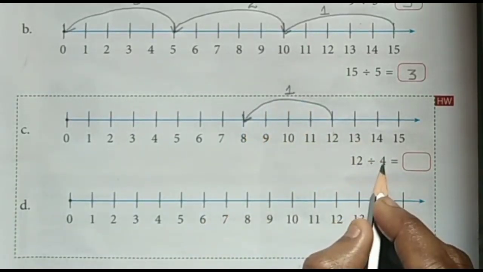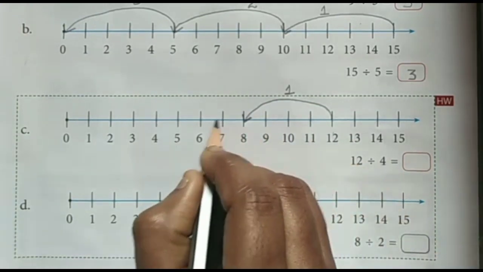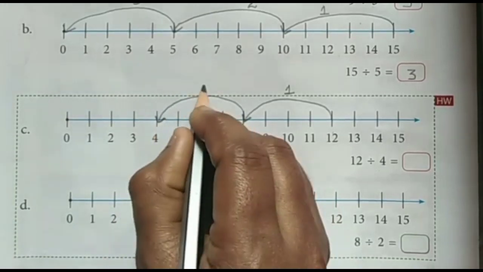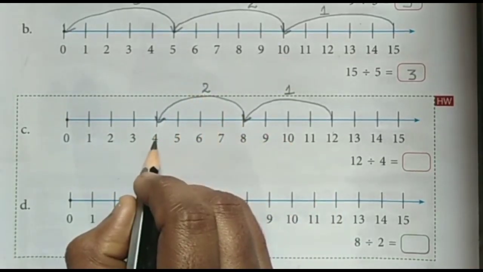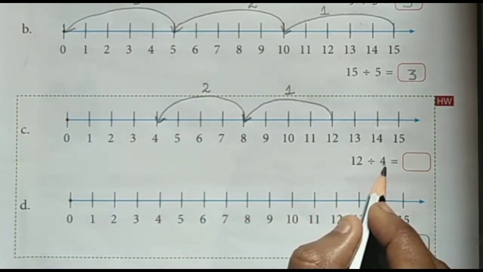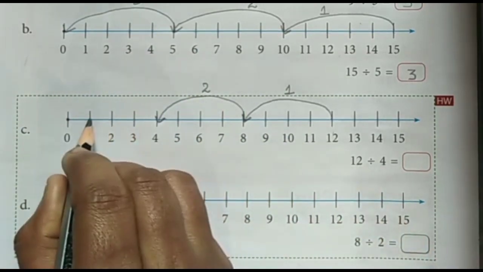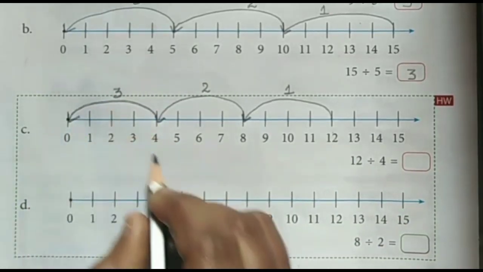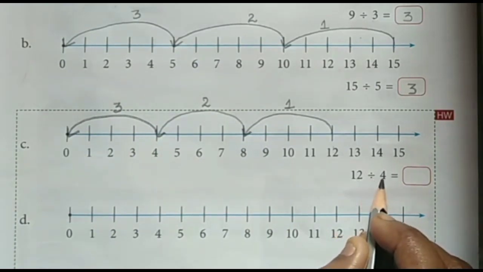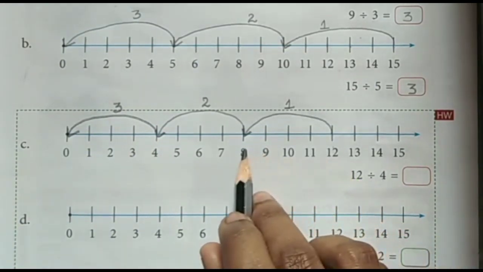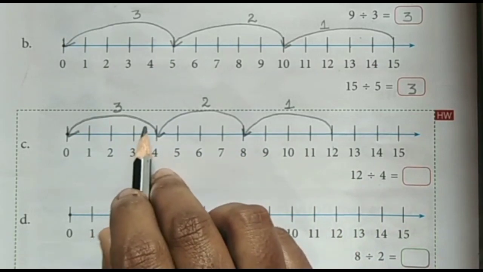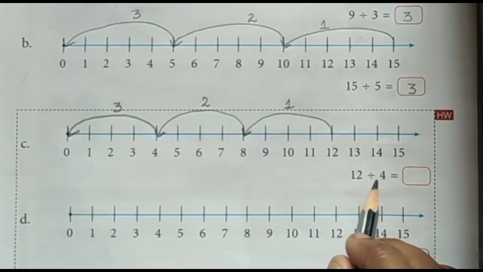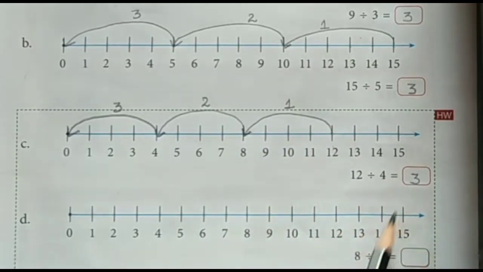Then from the number 8, we should count backward 4 more numbers. 1, 2, 3, 4. And we reach the number, yes, 4. This is our second jump. And from the number 4, we should count backward 4 more numbers. Count 1, 2, 3, 4. And we reach the number, yes, 0. This is our third jump. To divide 12 by 4, we have counted backward 4 numbers each. How many times? Yes, 3 times to reach the number 0. So, 12 divided by 4, the answer is yes, 3.